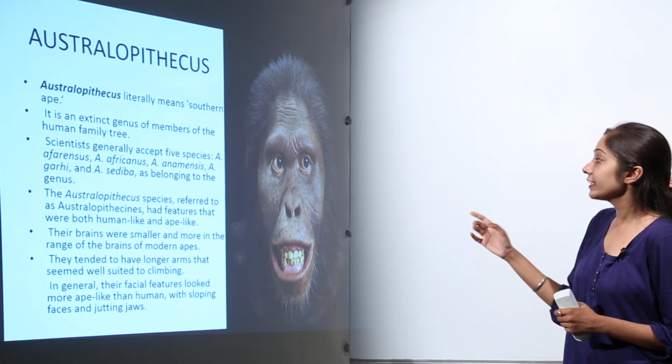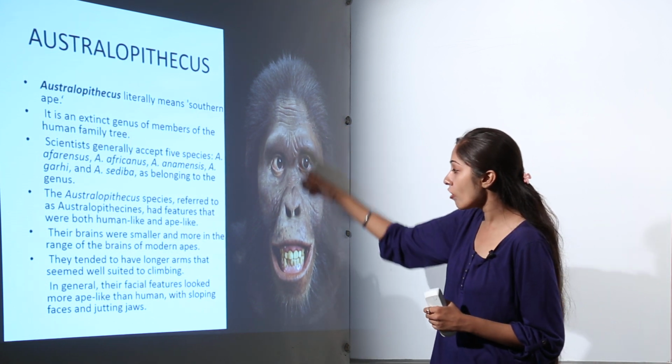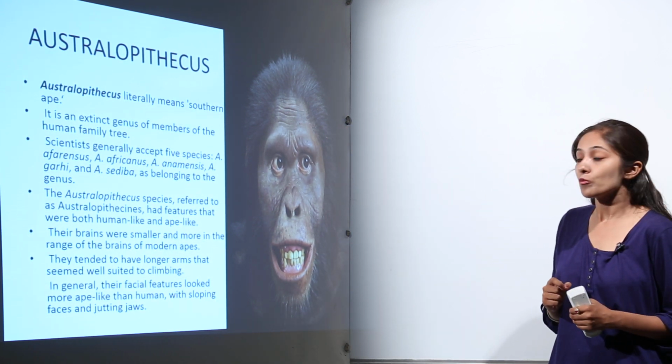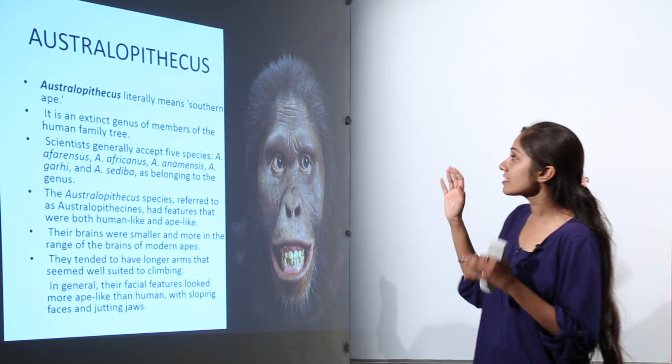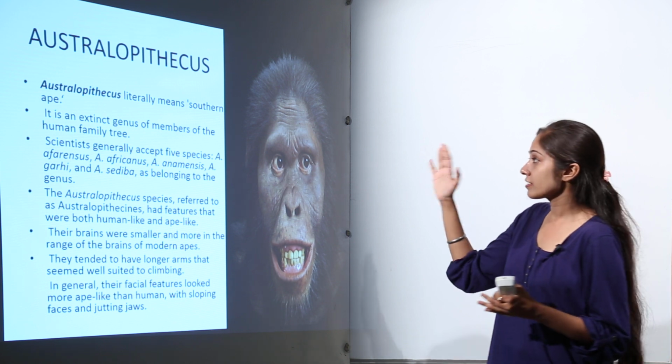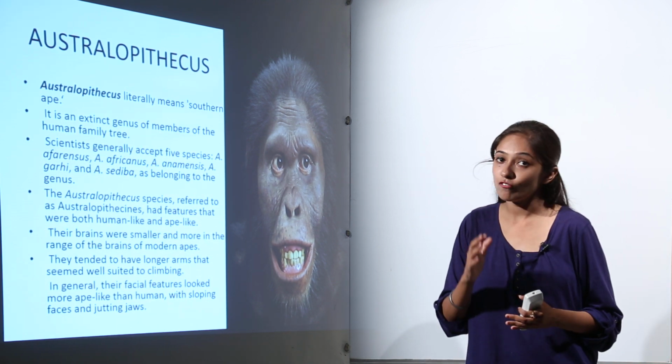In general, in their facial features, they looked more ape-like than human, with sloping faces, as you can see, and jutting jaws. So, this is how Australopithecus was. These are the features of Australopithecus.